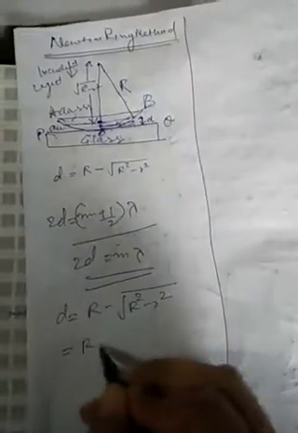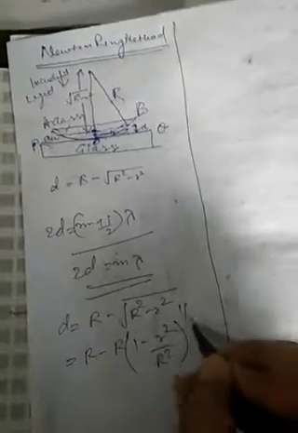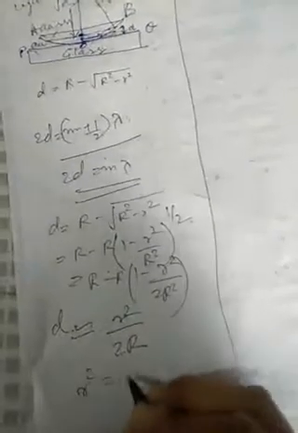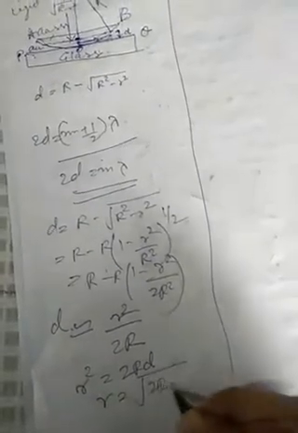So we can take R common: d = R[1 − r²/R²]^(1/2), or we can write it as R − R(1 − r²/2R²). So that means 1 minus something very small, and when you work it out, the approximate value will be r²/2R. So that will be equal to d. So the value of r can be found from this relation: r² = 2Rd, or r = √(2Rd). This is the value which we are going to observe.